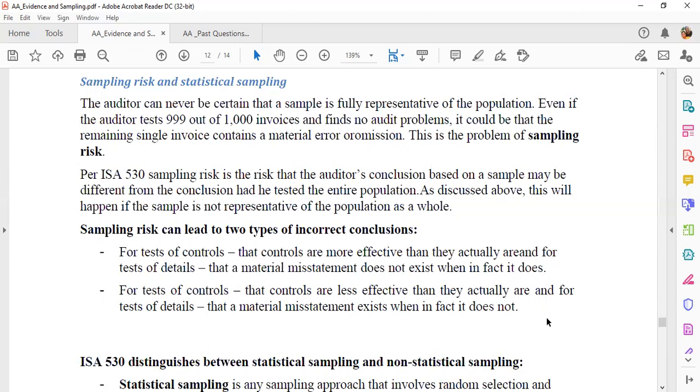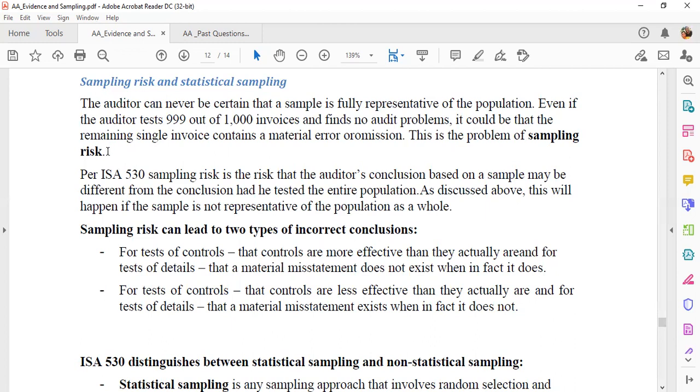An auditor can never be certain that a sample is fully representative of the population. Even if the auditor checks 999 out of the 1,000 invoices and finds no audit problem, it could be that the remaining single invoice which you did not check contains a material misstatement. So this is a problem of sampling risk.